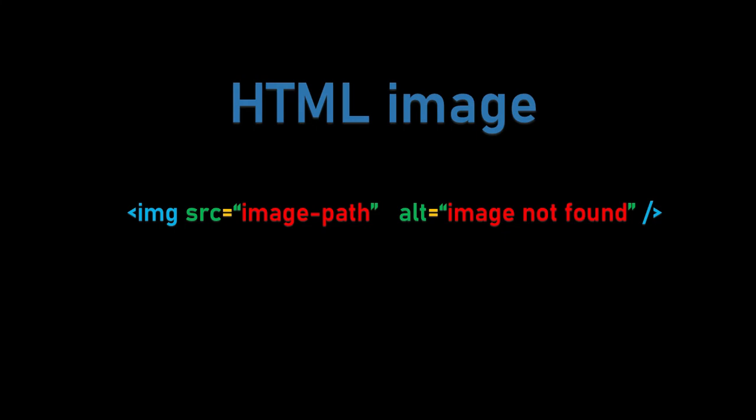There are two attributes in the img tag, a source attribute and the alt attribute. The source attribute is compulsory while the alt is an optional attribute. In the source attribute we have to give the path or URL of that image. Let's see the practical demonstration in our VS Code editor.